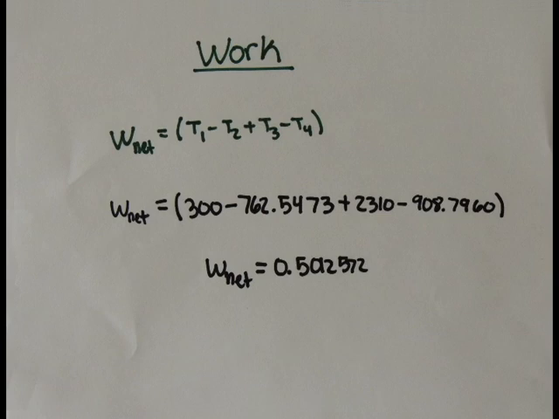Now that we know the mass of the air in the cylinder and the temperatures at all the stages, we can find the net work produced by a cylinder. This comes out to be 0.50125 kilojoules. We have the work, so now it's time to find out how much power the engine produces.